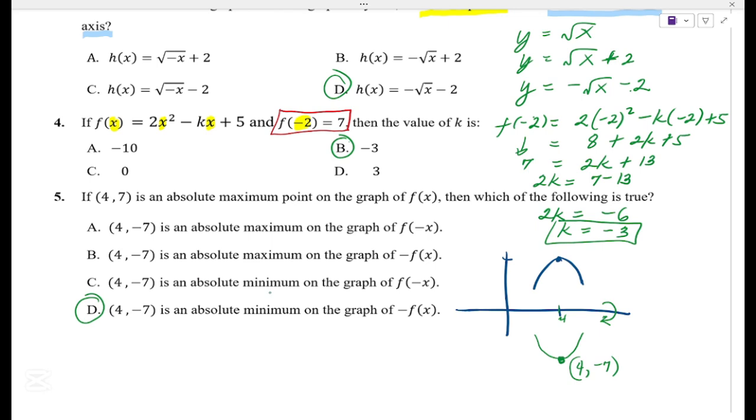There's another absolute minimum, which is letter C. Negative 7 is the absolute minimum of f of negative x. When we have f of negative x, the reflection is about the y-axis, so it's not. So the answer is letter D.